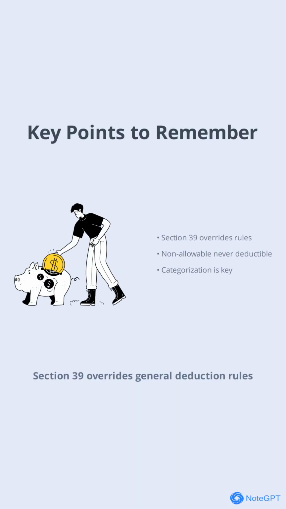Section 39 overrides general deduction rules. Non-allowable expenses cannot reduce taxable income even if they seem business-related. Capital items, tax payments, fines, personal expenses, and expenses relating to exempt income are consistently non-deductible. Proper categorization of expenses is crucial for tax compliance and audit readiness.